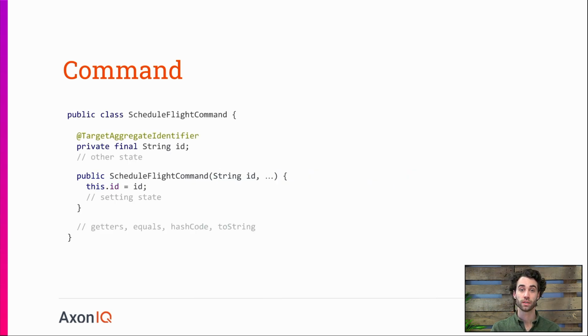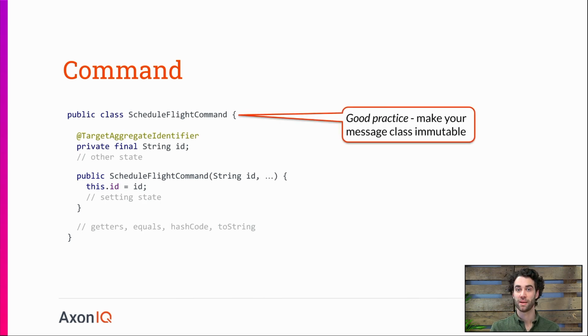When it comes to a command in Java, we could have an example like the schedule flight command here. We'll be using the flight sample domain throughout our course, by the way. With a schedule flight command, best practice is to make this an immutable class. We don't want our messages to be changed in transit, so make all your fields final. Only provide getters and do the regular things like an equals and a hash code and a toString in there.